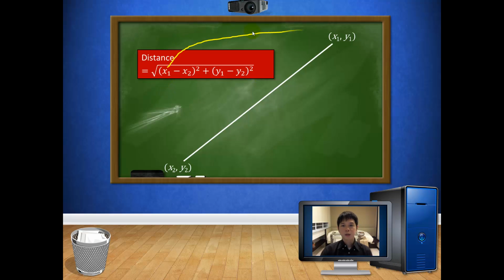x1 comes from the x-coordinates of the first point, while x2 comes from the x-coordinates of the other point, while y1 comes from the y-coordinates of the first point, and y2 comes from the y-coordinates of the other point. You have to memorize this by the end of this lesson. Now, this formula is very similar to the Pythagoras Theorem, which is square root of a squared plus b squared. And hence, all you need to do is to remember to substitute a by x1 minus x2 and b by y1 minus y2. I'm sure you can remember the formula in no time.